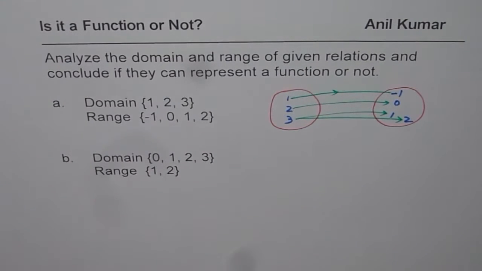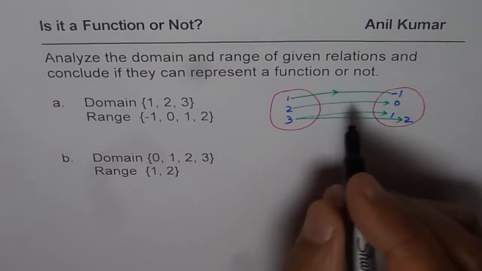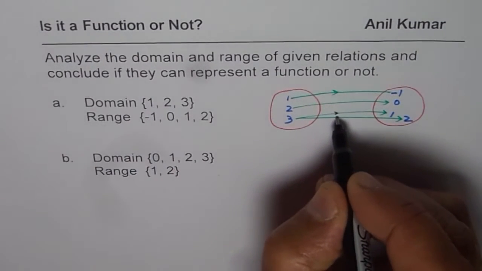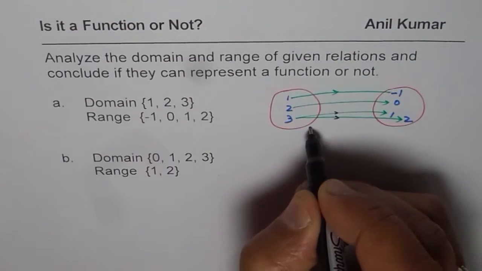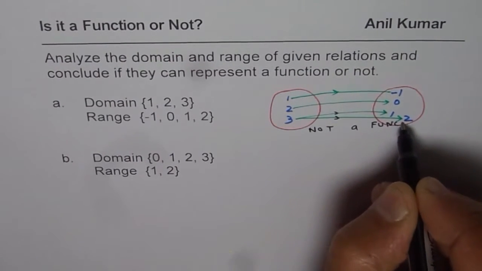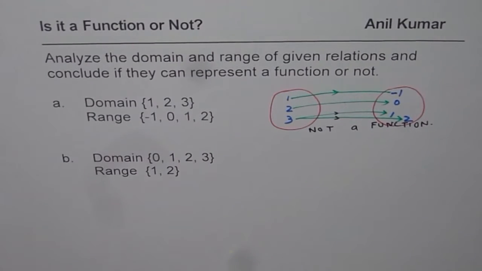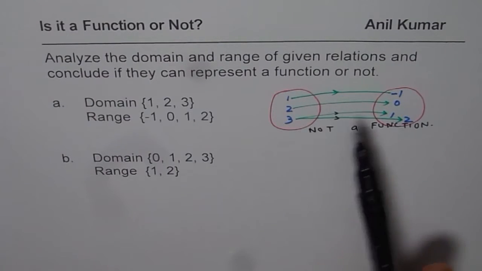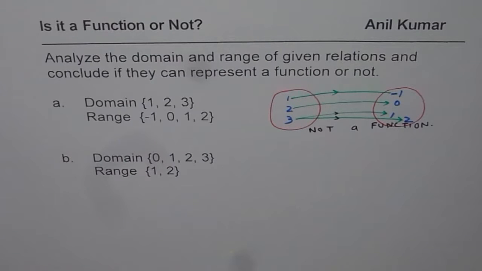Now this relation is not a function, right? So from here you can say, since it is linked with 2 like these two, from 3 it is not a function, right? Not a function. Do you get the idea, right? So that is how you can conclude and explain whether the given situation can result into a function or not. So this will never result into a function, right?